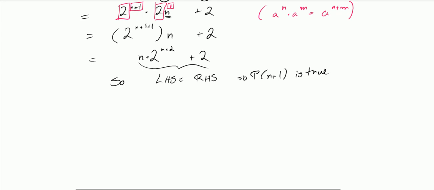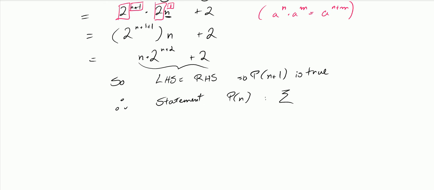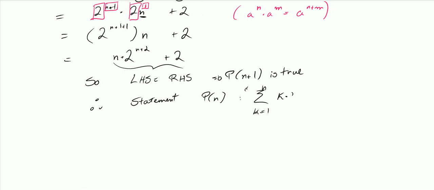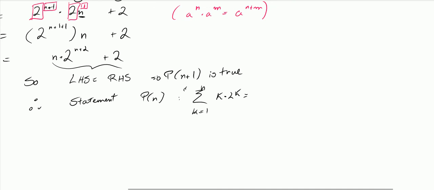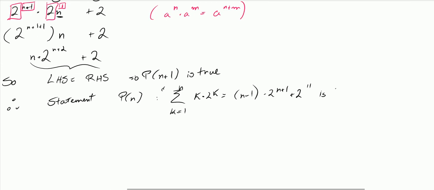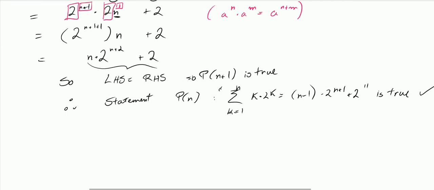And so therefore I can conclude that the statement P(n), which was, remember, that sigma k equals 1 to n of k times 2 to the k, is equal to (n minus 1) times 2 to the n+1, plus 2, is true. And so my proof is done, and I've shown by induction that this complicated thing with a bunch of sigmas and powers is true.